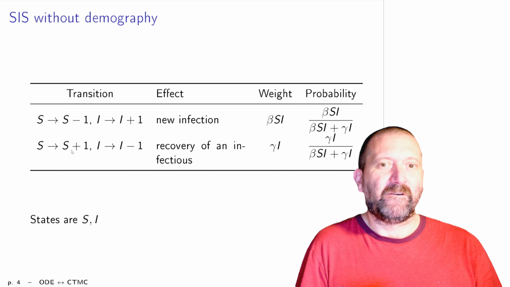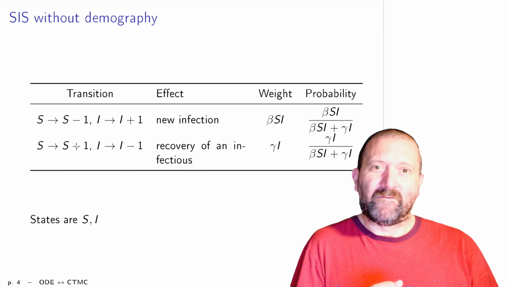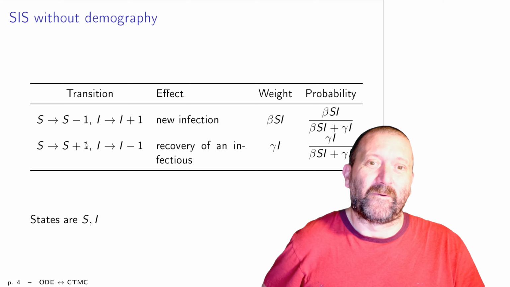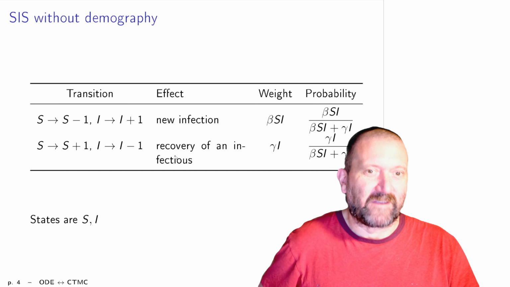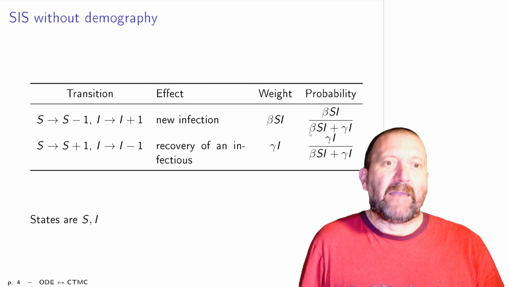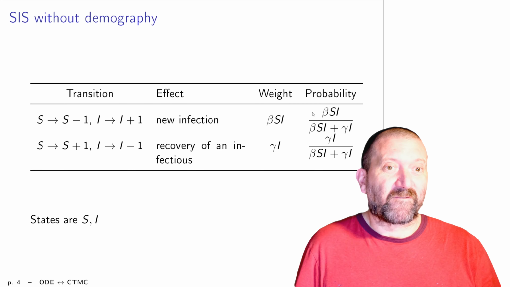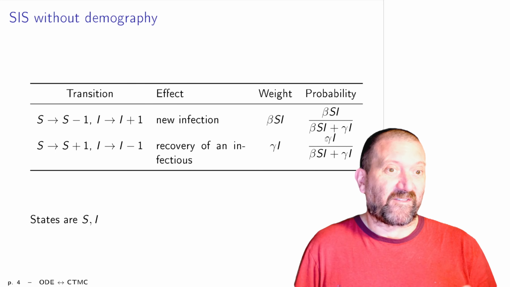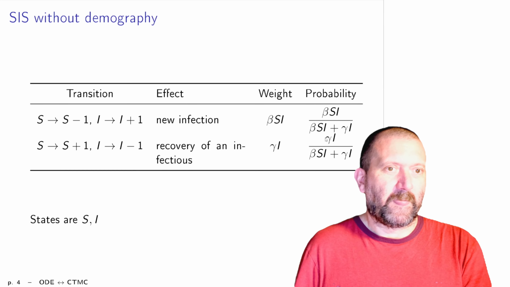The transition that sees an increase of the number of susceptibles and a decrease of the number of infectious is a recovery, and that transition has weight gamma I. If I divide those weights by the sum of the weights, I get numbers that sum to 1. So that's essentially the probabilities that those transitions occur.